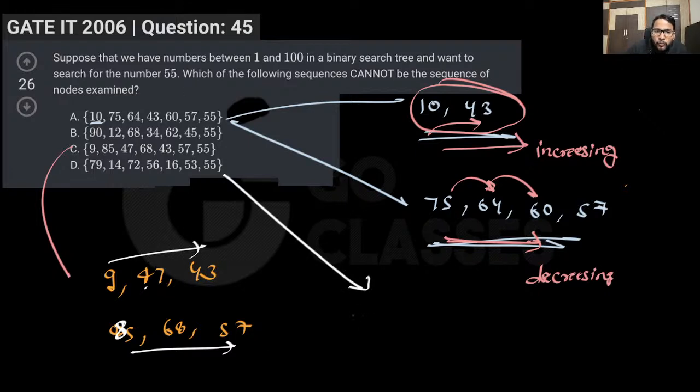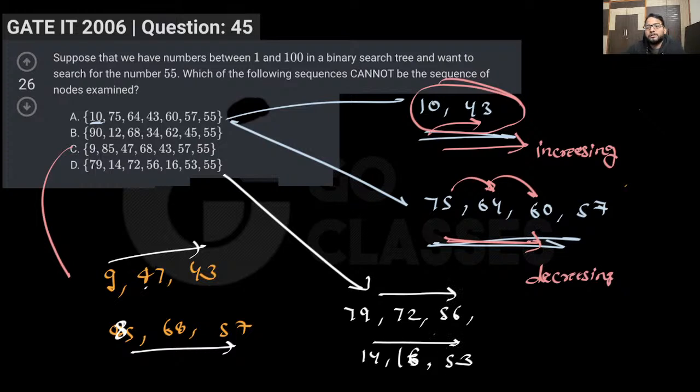If you divide this into two parts, you will be getting 79, 72, 56. Yeah, that's fine. And then you will be getting here 14, 16, and then 53. This is decreasing, this should be increasing. Yeah, that is the case. This is decreasing and this is increasing. So that's why this sequence is also possible. Definitely this sequence is possible, right? So that's how you can quickly check it.